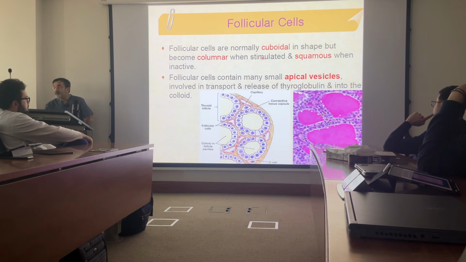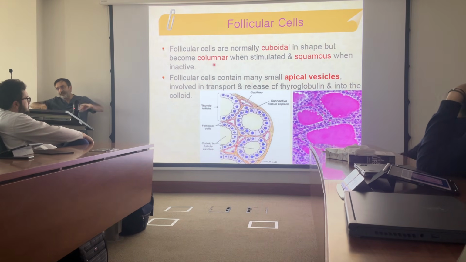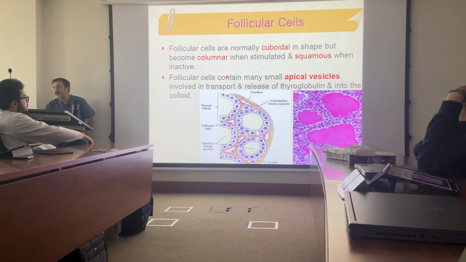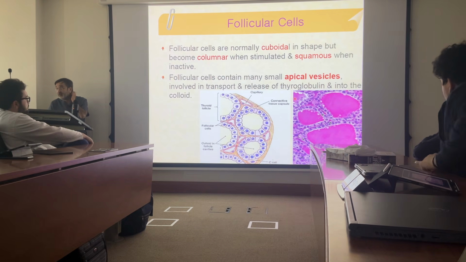Now follicular cells are normally cuboidal in shape, but they become columnar if they are stimulated, and then they can become flattened if they become inactive. So if a thyroid follicle is very active producing the hormone, the cuboidal cell will become columnar, and when it is inactive, they would become squamous. Follicular cells may contain many apical vesicles, which you can see here, which are involved in the transport and the release of thyroglobulin.